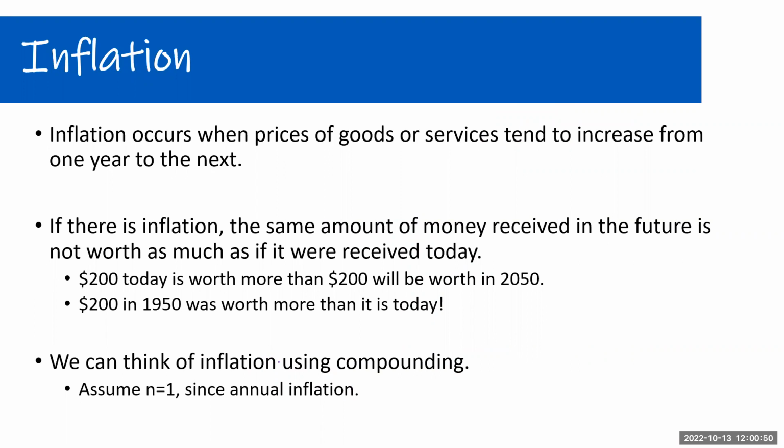If there's inflation, that also means that the same amount of money that you receive in the future is not worth as much as it is today. So for example, if you had $200 today, then in 2050, it's not going to be worth as much. It's the same $200, but you can't buy as much with it because money is not worth as much, okay? The same idea applies if we look back. $200 today, yeah, it's not nothing, but it's not as much as if somebody handed you $200 in 1950. That would have been a lot more money in 1950.